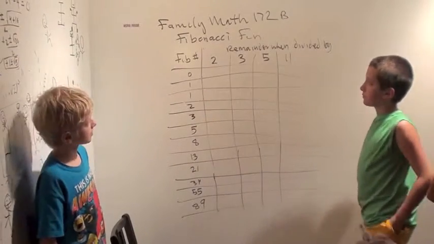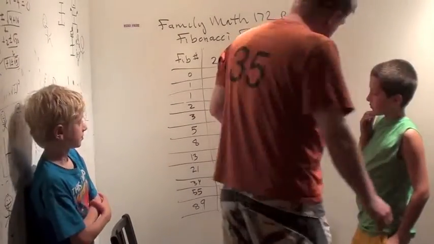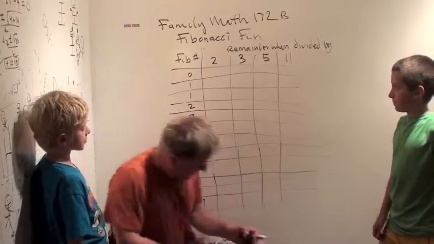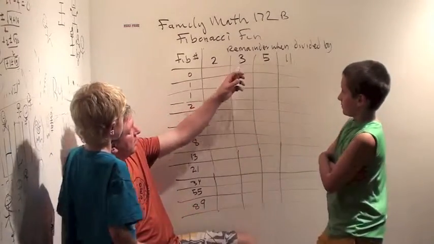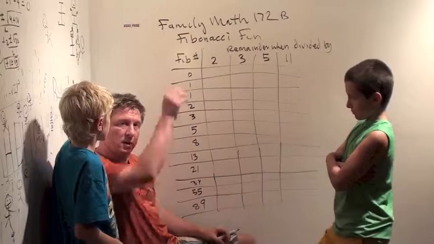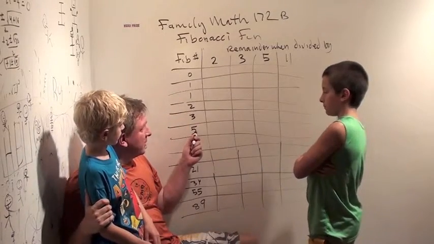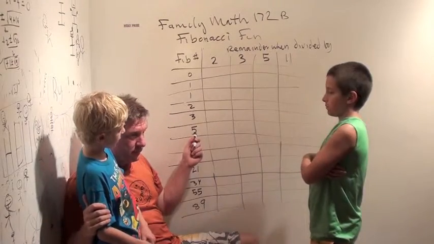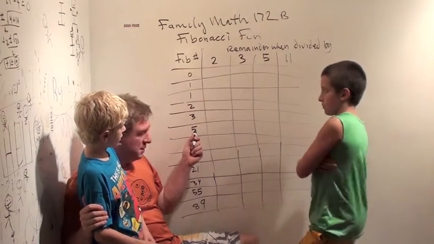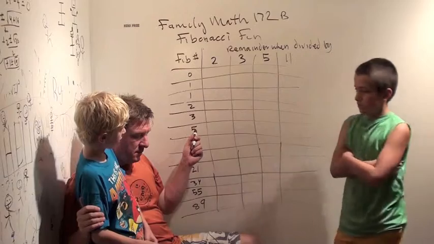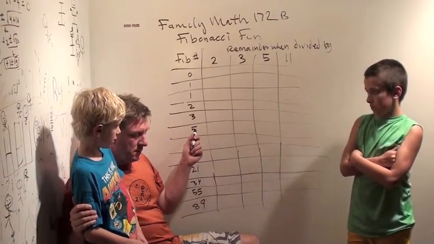Okay, so we made a little chart, and now we are going to fill in our little chart. We're going to look at the remainders when divided by 2. Just the remainders, not the number. So what is 5 divided by 2? The whole thing. It's 2 remainder 1. Okay, very good.